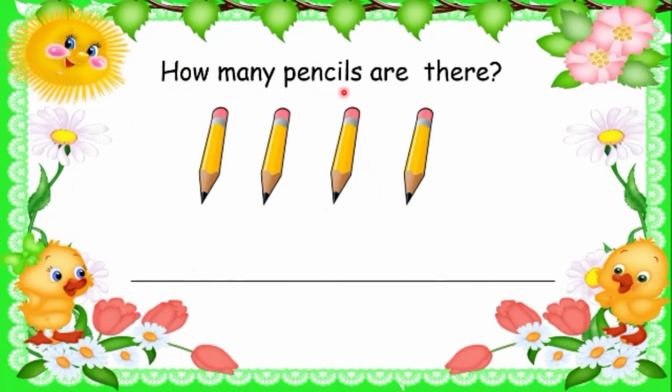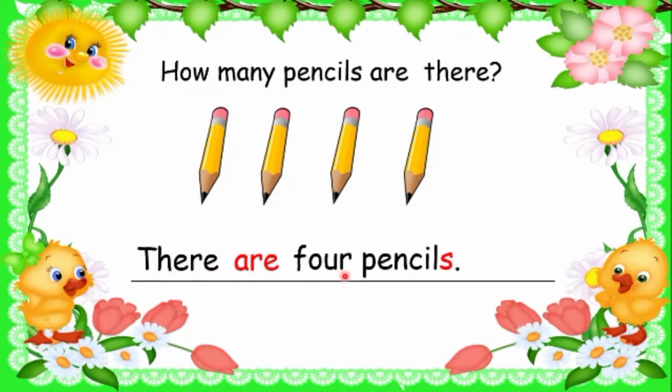How many pencils are there? So let's count how many pencils. 1, 2, 3, 4. How many pencils? There are. Again, why are we using are? Because it's many. There are 4 pencils. Okay, remember kids, if we are using there are, since there are many pencils in here, we have to add or put s at the end of the word pencil to make it pencils because it's many. So, there are 4 pencils.